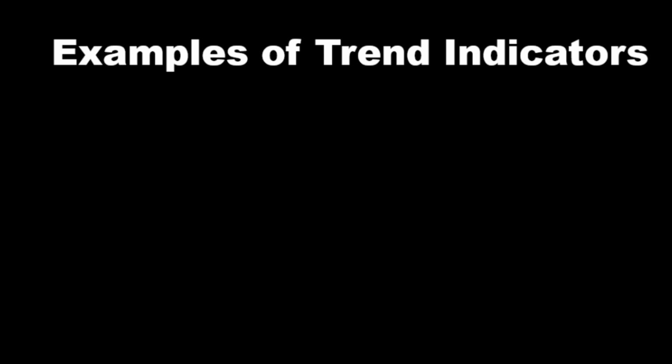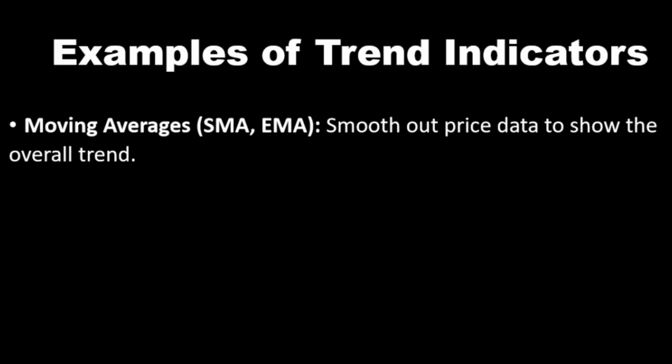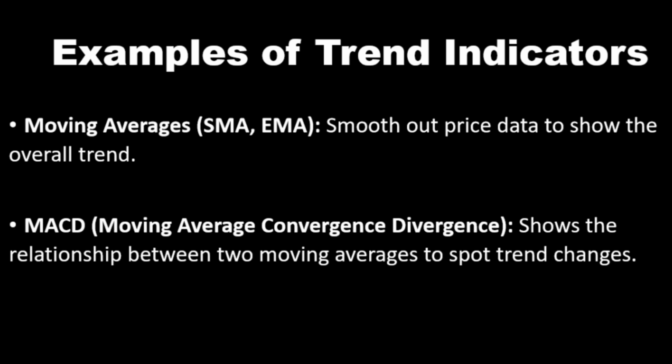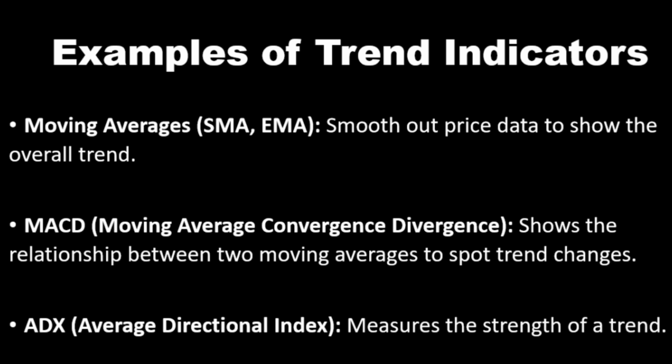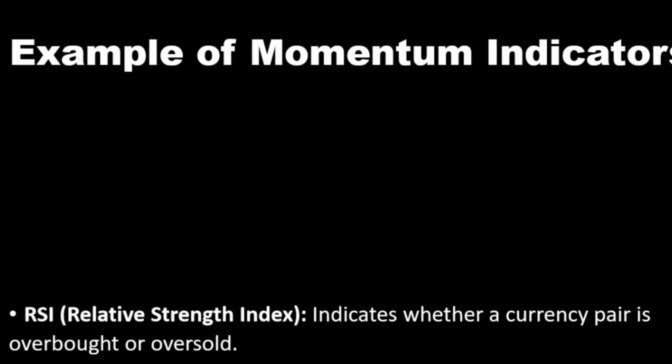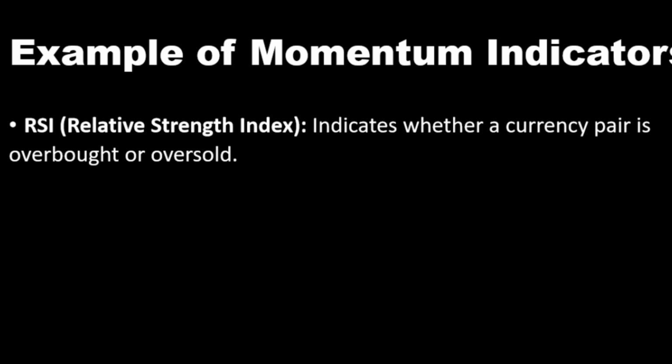Now let's look at examples of trend indicators. Moving averages show you, as we said, the overall trend. MACD, moving average convergence divergence, shows the relationship between 2 moving averages to spot trend changes. ADX, average directional index, measures the strength of a trend. Examples of momentum indicators are RSI, relative strength index.